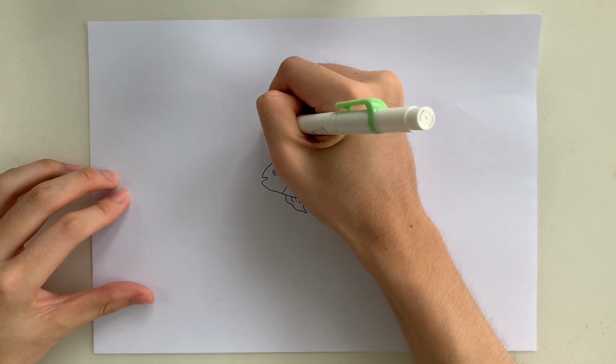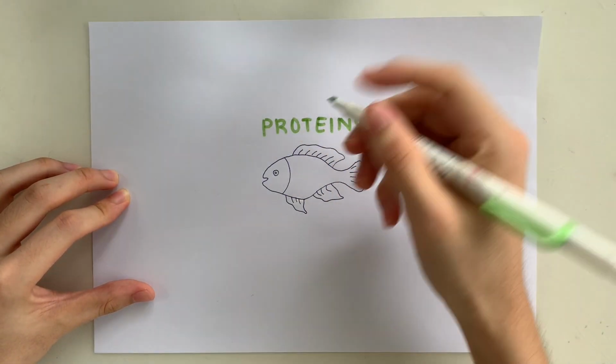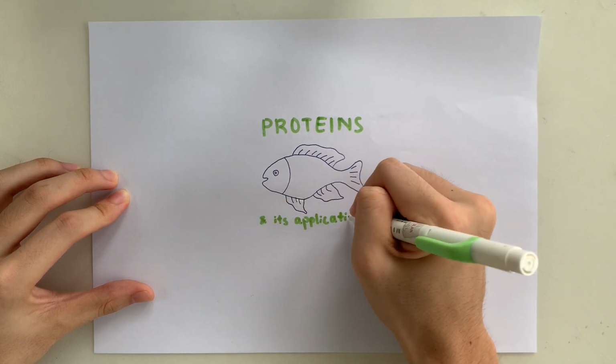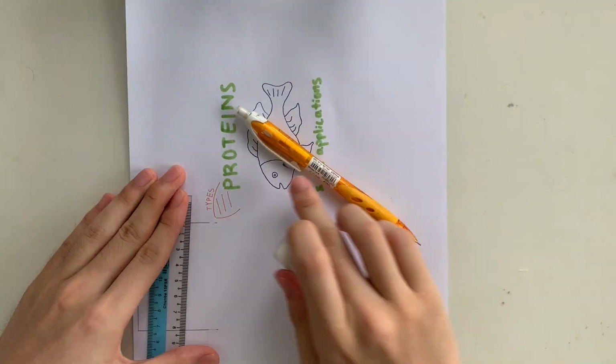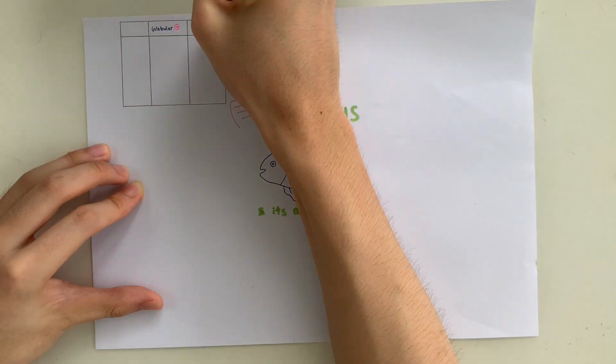Today, we'll be doing a Mindmap on proteins and its applications, which is a continuation of what I discussed in my Mindmap on molecular biology. Proteins can be classified as either globular or fibrous, with the following comparisons.